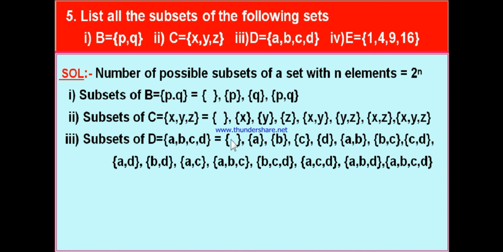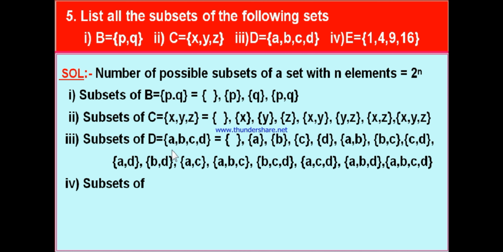Now let us count how many are there. 1, 2, 3, 4, 5, 6, 7, 8, 9, 10, 11, 12, 13, 14, 15, 16. There are 16 subsets of a set with 4 elements. We know the formula 2 power n, 2 power 4 is 16. Therefore, we did not miss any subset and we wrote all subsets of D.